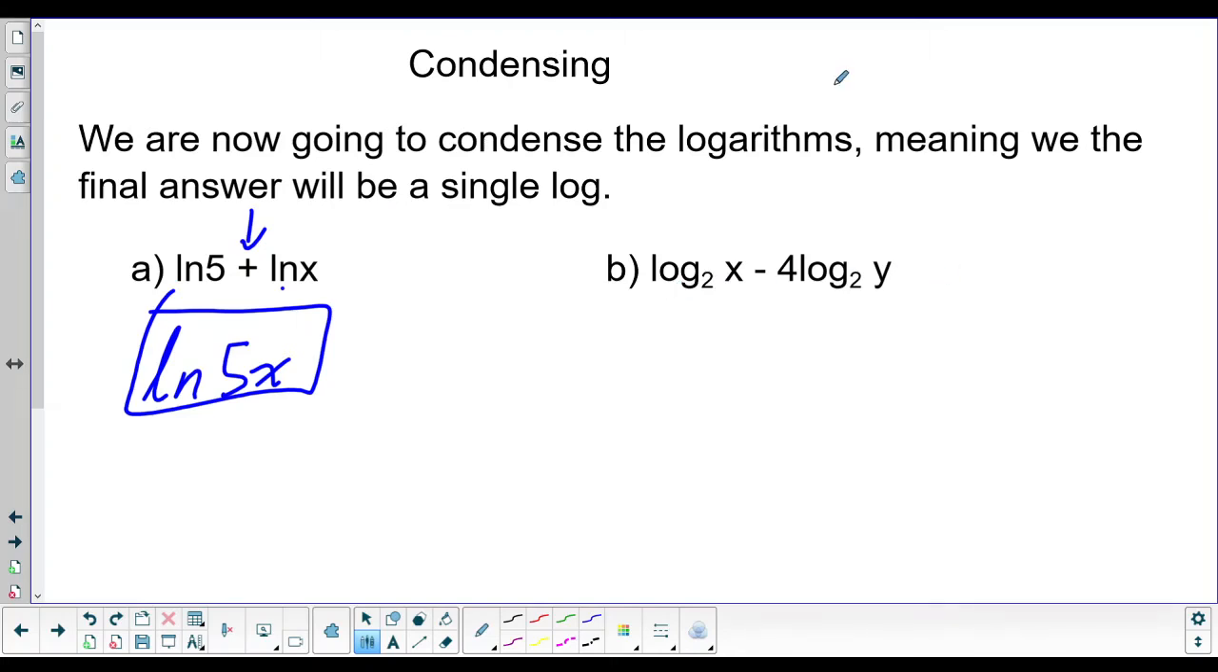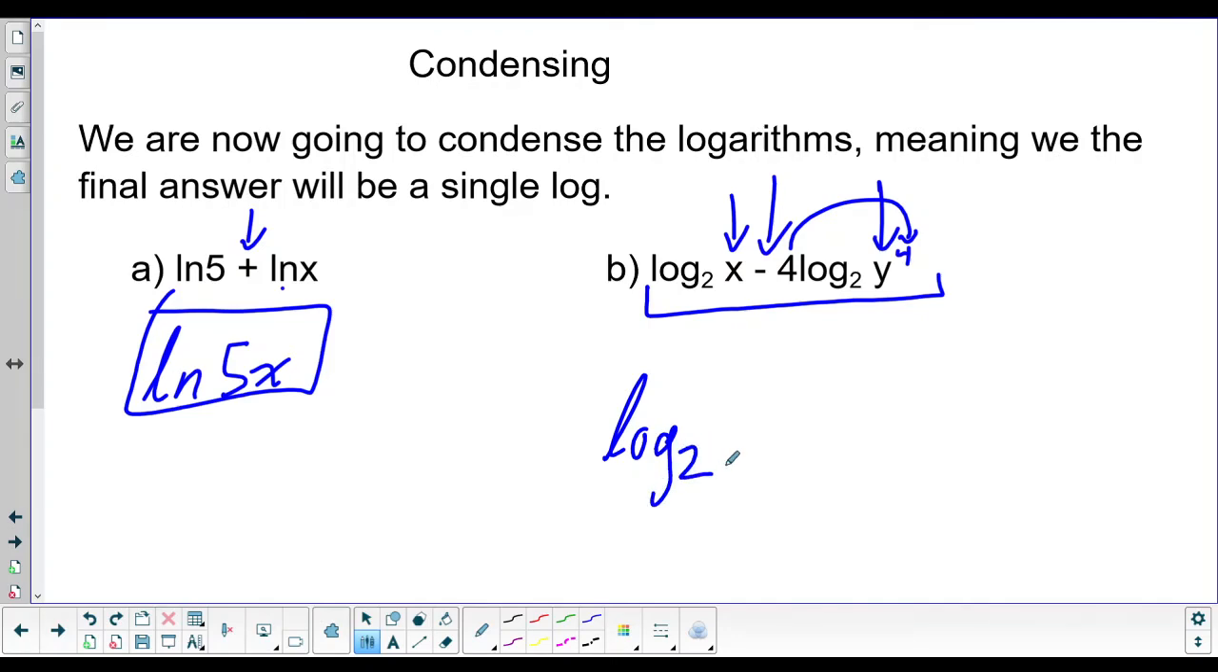Let's try this one. First thing I'm going to do is move the 4 onto this as an exponent. Then I can condense these logs because they're subtracting. This one will go on top because its log is positive. This one will go on the denominator because its log is negative. So we're going to have log base 2 of x on top over y to the 4th. And then all of this fraction is inside the log base 2.